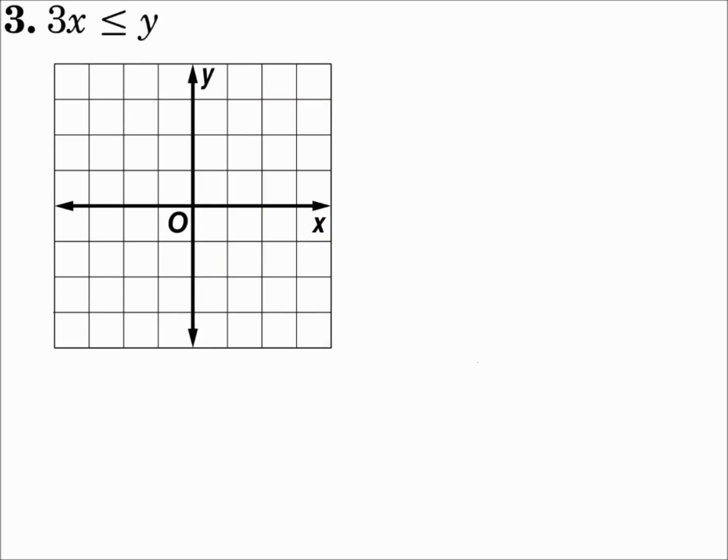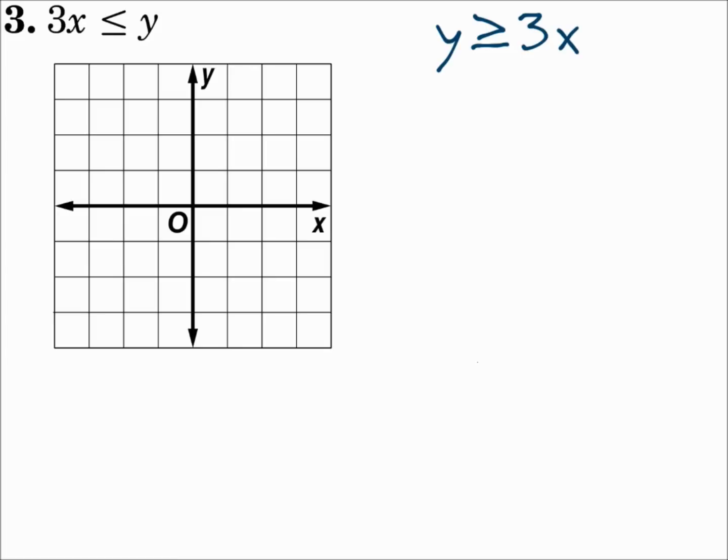Number 3. 3x is less than or equal to y. Let's solve this for y. Since it's already solved for y sort of, except the y is on the right instead of the left, let's just turn everything around and put the y on the left. Since the mouth is open to the y, the mouth is still open to the y, so that flips around to a greater than or equal to, and that'll be a 3x.